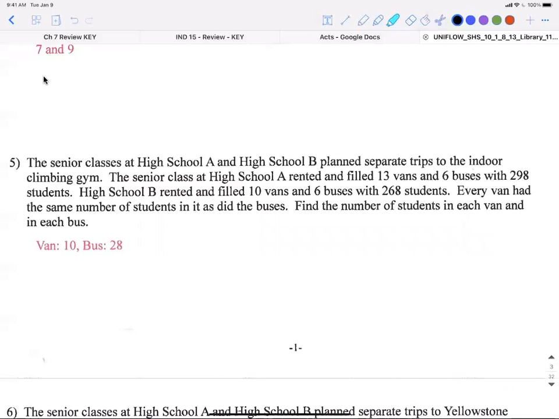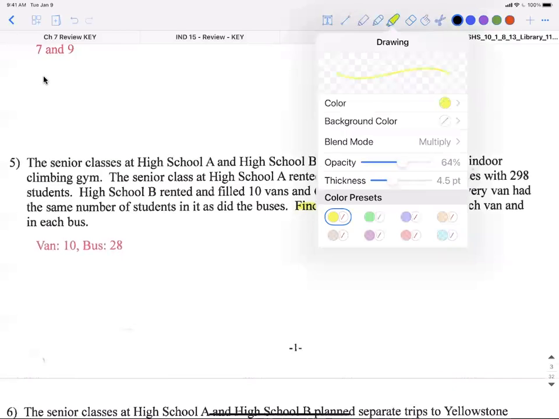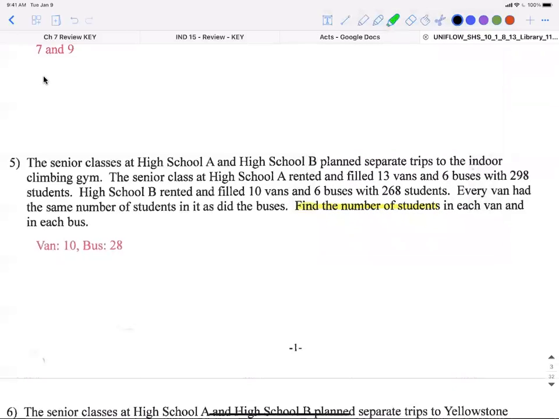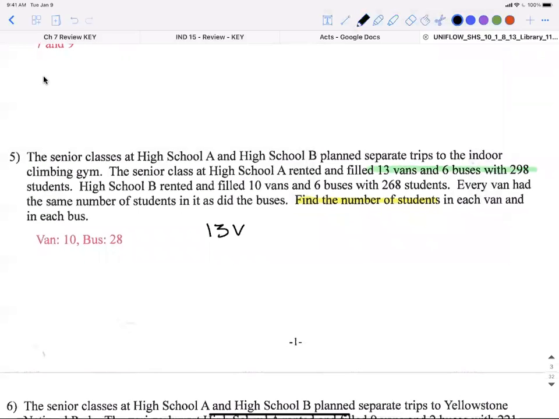So first of all, I'm finding the number of students. So that tells me that my final answer is going to be students as far as my label. And I want to find the students in each van and each bus. So I'm going to use V and B because that to me is going to make a lot of sense when I'm setting this up and solving. So when you look at high school A, they rented and filled 13 vans and 6 buses for a total of 298 students. So that means I'm going to set this up that there were 13 vans plus 6 buses, and B's can really look like 6s. So I'm going to use a capital B here.